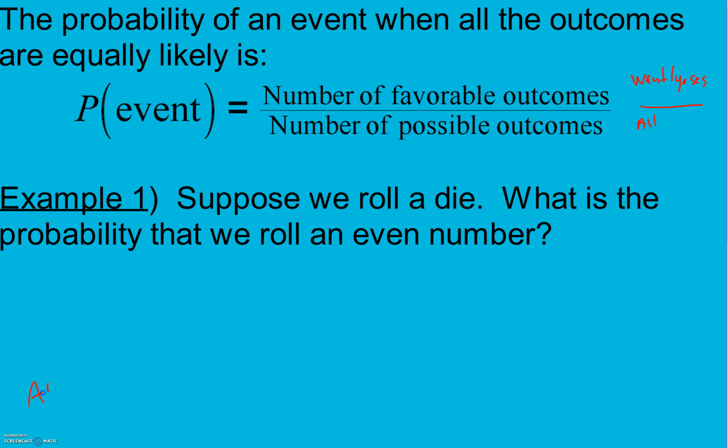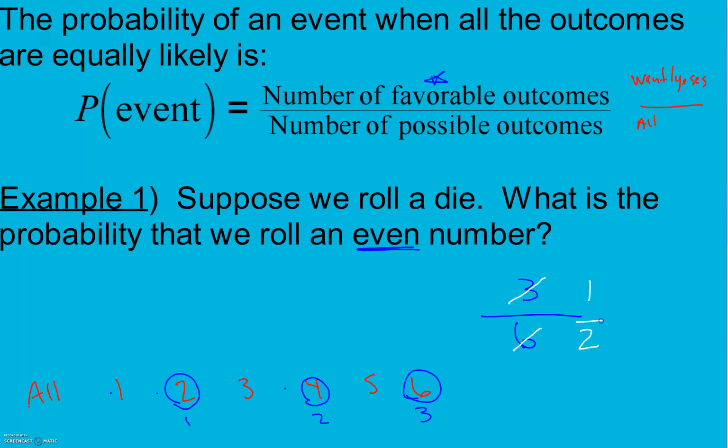So all the possibilities are 1, 2, 3, 4, 5, and 6. The evens are 2, 4, and 6. So we add them up. The number of favorable outcomes are the evens, which are 1, 2, 3 of them, over the total number, and we said that there were 6 in all. Now, remember, we always want to reduce our ratios. I can take a 3 out of both of them, and I get 1 out of 2. So 1 out of 2 numbers on a die is even.